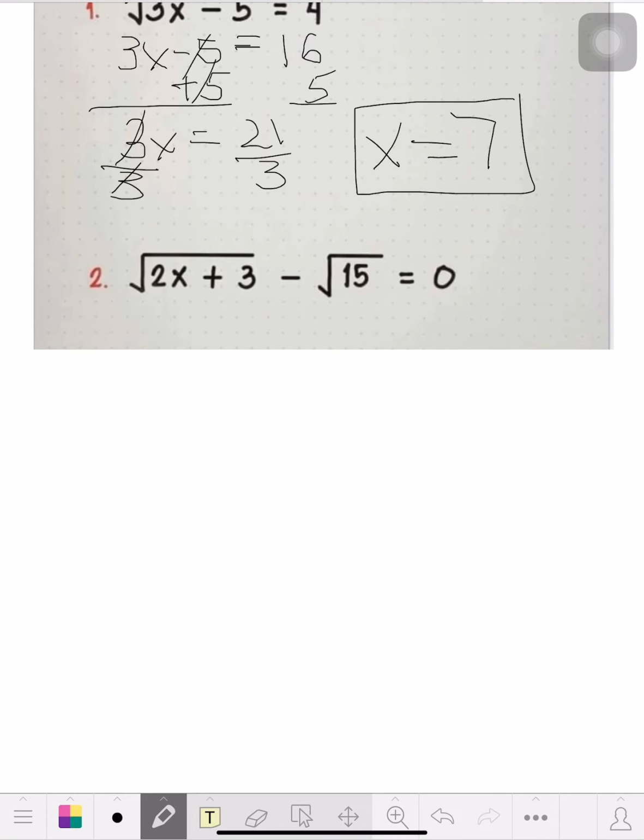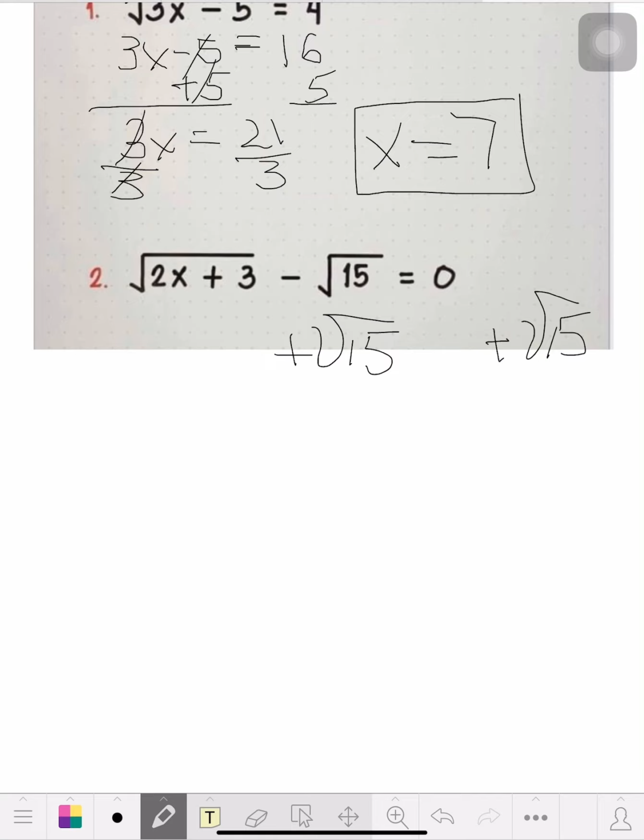Okay? Now, this is a little more complicated, but it really isn't. Okay? Because you just follow the same steps almost we did above. Okay? What I do on this one, I take the negative square root of 15, I throw it to the other side with the 0. Okay? We can get rid of it later. It's going to be easy. Okay? So here, let's do that. Okay? So let's add the square root of 15 to both sides. What we do to one side, we got to do the other side.